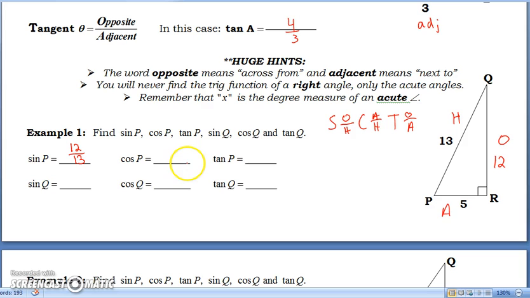What's the cosine of P? That's adjacent over hypotenuse. So that's 5 over 13. Which leaves the tangent, which is opposite over adjacent, which is 12 over 5.